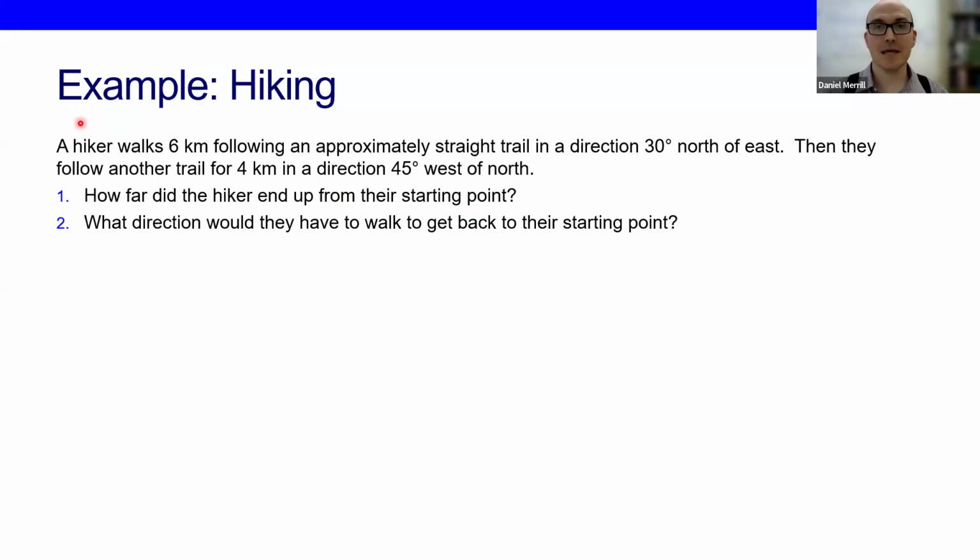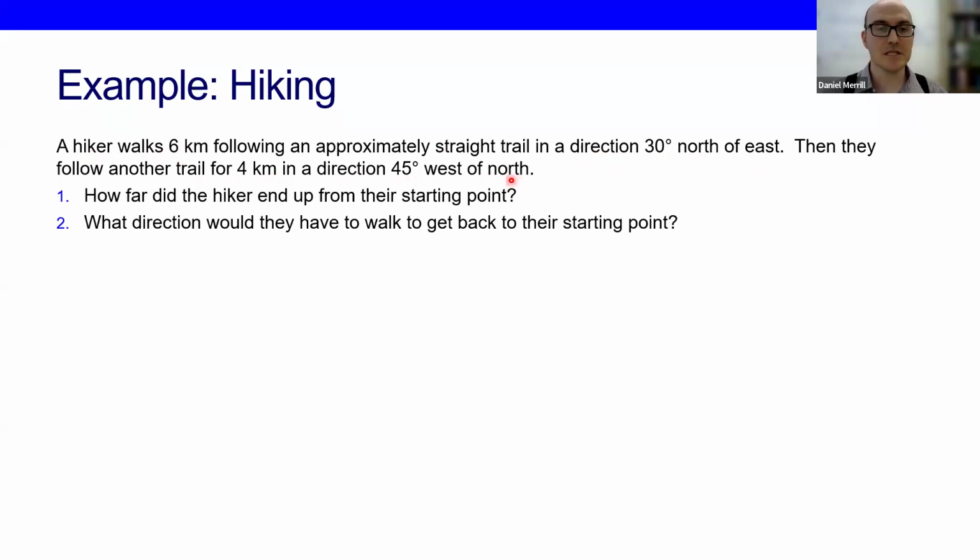Okay, I wanted to go through a quick example of how to use vectors and add vectors. So let's do this example about a hiker going on a walk. This hiker walks 6 kilometers, following a straight trail in a direction 30 degrees north of east. Then they follow another trail for 4 kilometers in a direction 45 degrees west of north.